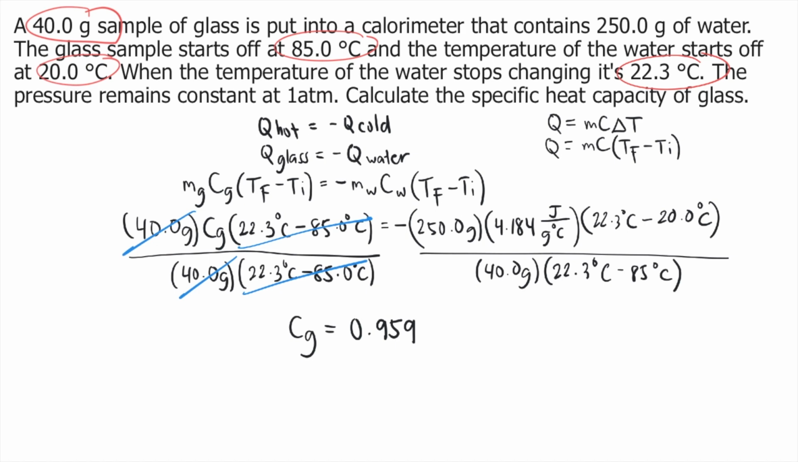And let's check how the units cancel out. The grams will cancel. The degrees Celsius will cancel. So the unit for specific heat capacity is joules per gram degree Celsius. This is the answer to the question.